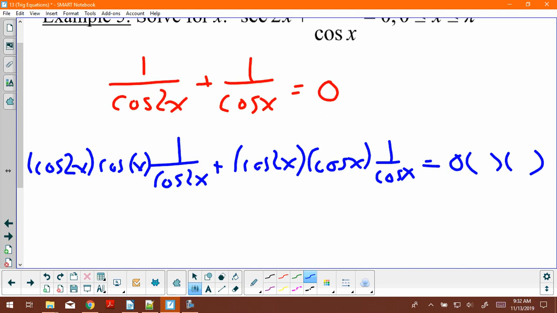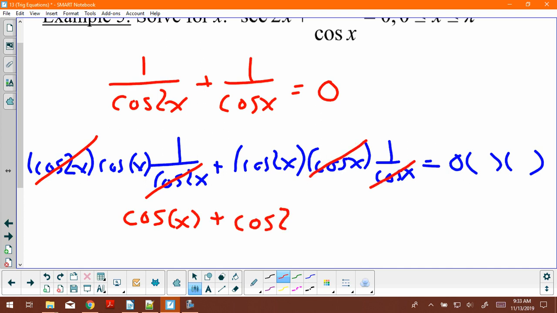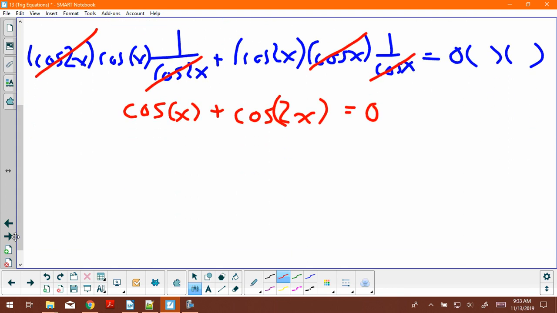When I tidy that up, these are going to cancel. So I get left with cos of x plus cosine of 2x equals 0. Our next step: one of these is cos x and one of them is cos 2x, so I can't really combine them. I can't say this is like 2 cos 3x. That's definitely not allowed. So now I turn to my identities.